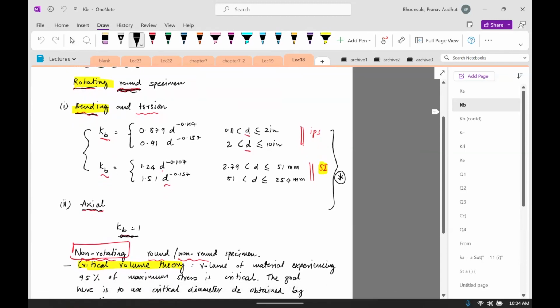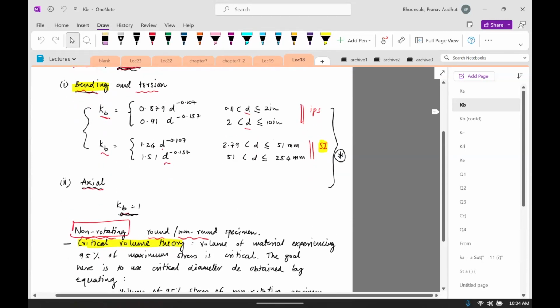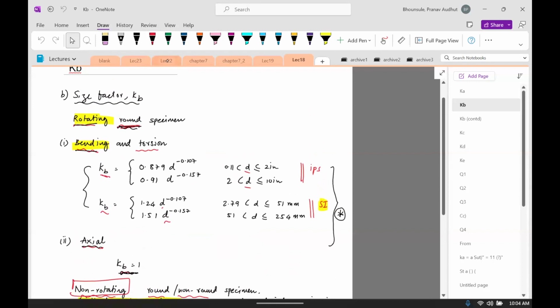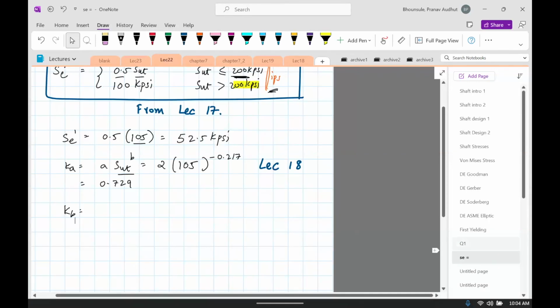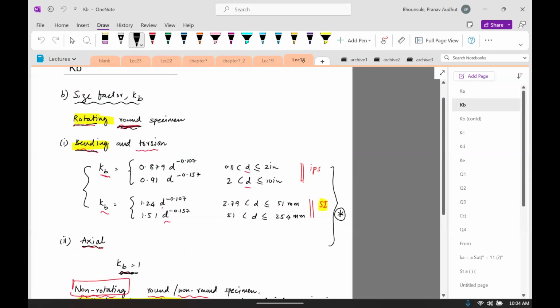So we know that we are looking at bending and torsion, but we have two options here: rotating round specimen and non-rotating round specimen. We'll just assume, since I don't think anything is given about whether it's rotating or not, so just to make our life easy, we'll assume it to be rotating. So for a rotating specimen, bending and torsion, these are the formulas.